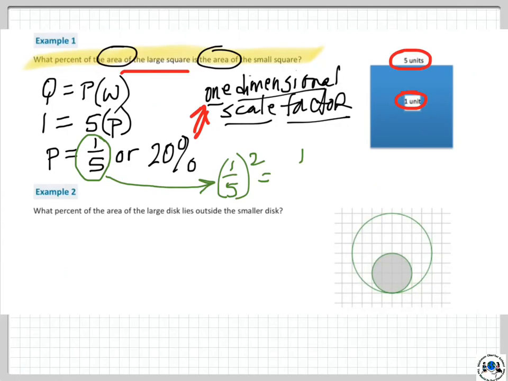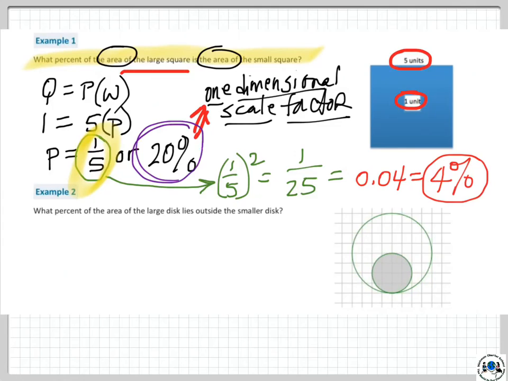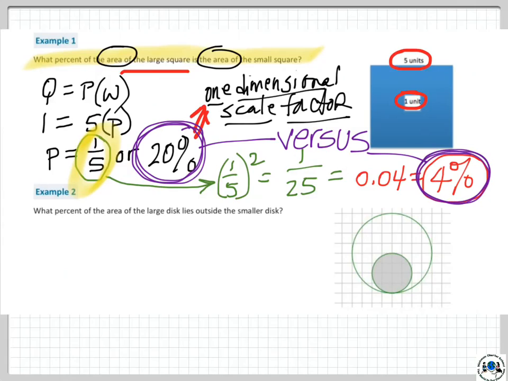Now all I need to do is square that one-dimensional scale factor, always working with the fractional portion of it. It's much easier. Then what I get is, there we go: our one-dimensional scale factor is 20%, and the two-dimensional scale factor is going to be 4%. You can see how that works right here, because when I square this, I get this, which is equivalent to that.